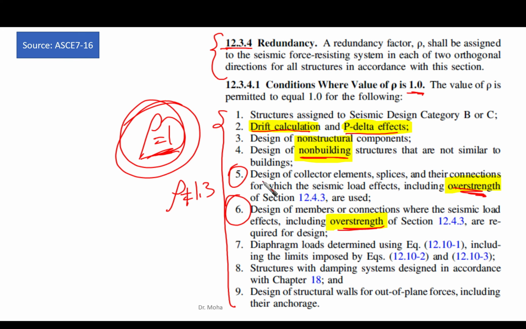I'm going to talk about redundancy in another video later on, because it's very important and we need to check what the ways are, because we have two different approaches for checking the rho or the redundancy, but it will be in a separate video.